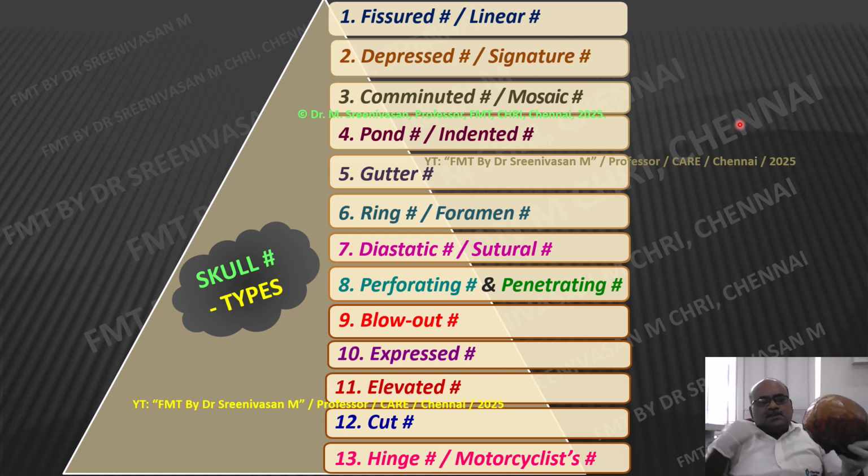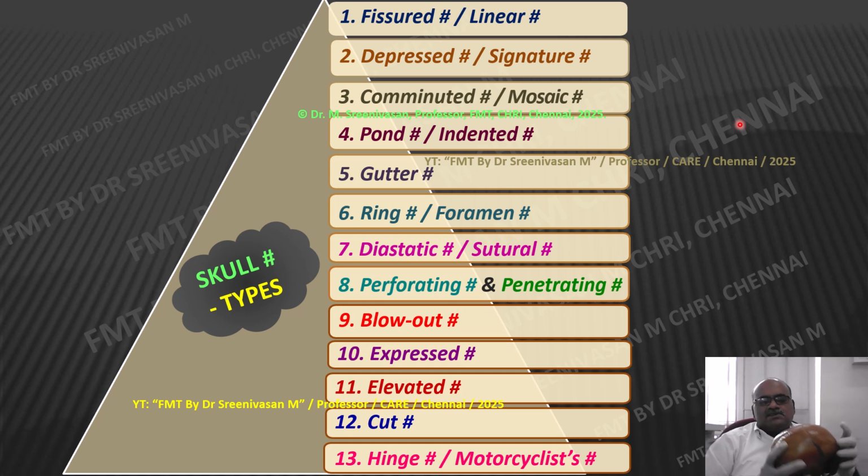Gutter fracture means a tangential strike by a glancing bullet, or a tangential strike with a sword, etc. With an oblique strike like that, there will be a fracture of the outer table alone, resulting in a gutter or a furrow formation involving the outer table, where the inner table is intact. That is called a gutter fracture. Ring fracture or foramen fracture, we already explained. A person falling onto the feet or buttocks results in the ring fracture around the foramen magnum.